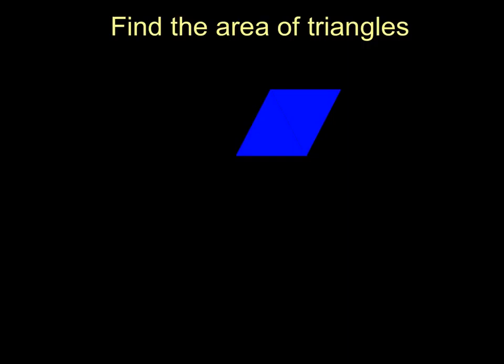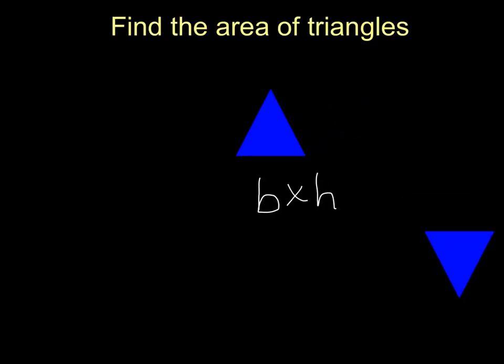Now we know from what we just learned that the area of a parallelogram is the base times the height. But keep in mind, this parallelogram is really the two triangles. So if I take that triangle away, now I'm left with my original triangle, and so now I'm left with half of the parallelogram. So my formula for the area of a triangle is 1/2 of the base times the height.